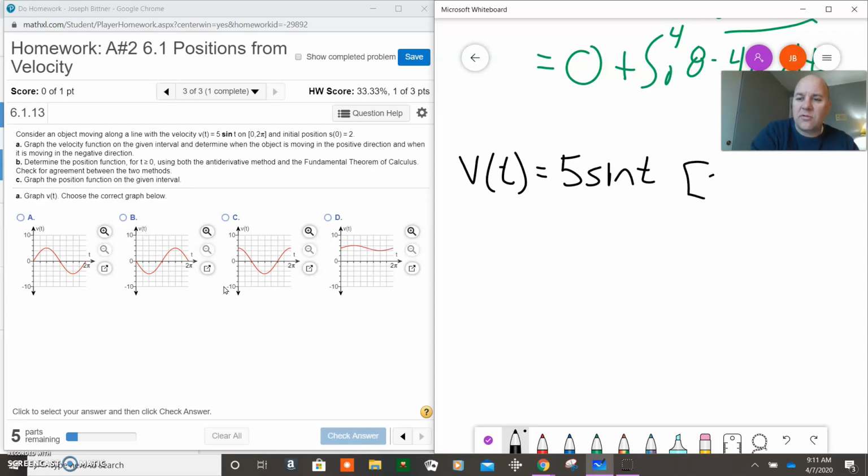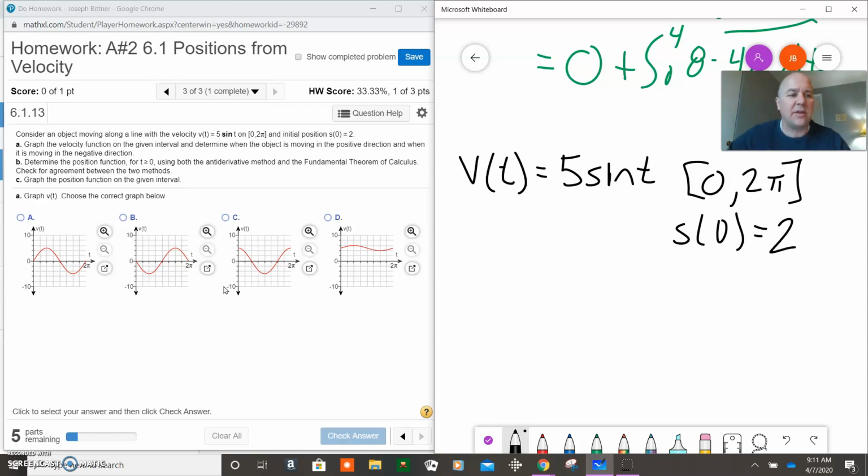And again, they give you a constraint from 0 to 2 pi, and they give you the initial value. If you notice, the initial value is at time 0, it's at 2. That's where it starts off at. That's the initial.